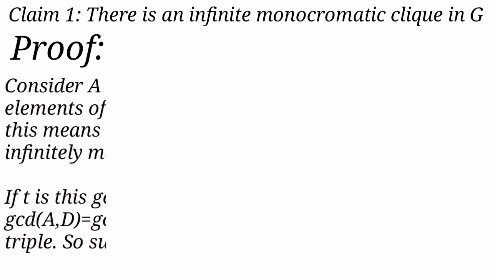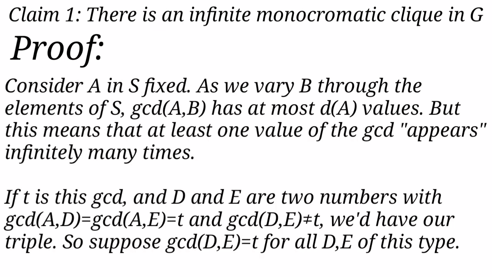Consider a fixed number A in S and another number B in S. So consider all the possible values of GCD of A and B as B varies through the infinitely many elements of S. But now notice that GCD of A and B can vary only through the divisors of A, as the GCD has to divide A. As B varies and can take infinitely many values, there is at least one GCD that repeats infinitely many times.